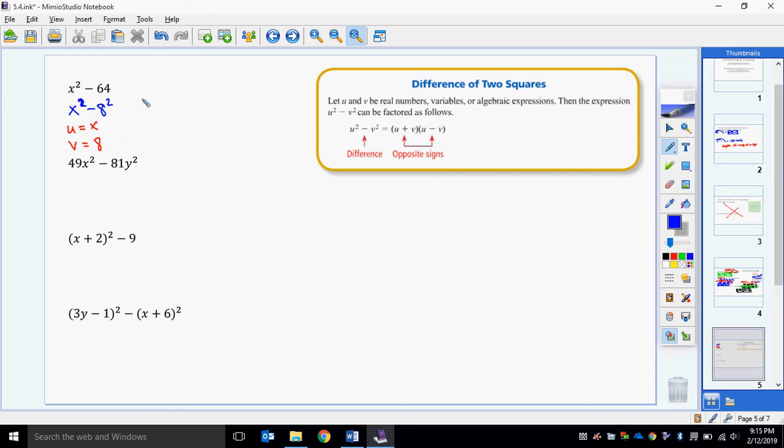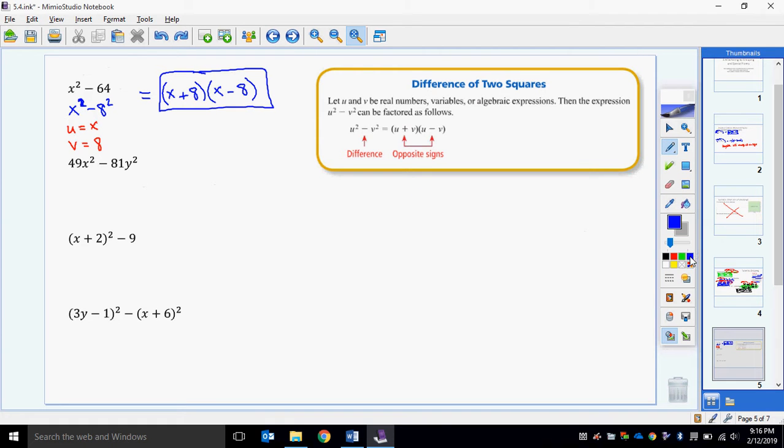So how do we factor that? Well, two sets of parentheses, remember, one's plus and one's minus. And then you just fill in u and v, u and v. So your u we already established as x, and your v is 8. So x plus 8 and x minus 8 is the factored version of x squared minus 64. And if you don't believe me, what can you do? Well, you could FOIL it back and check for yourself. And sure enough, it'll be x squared minus 64.